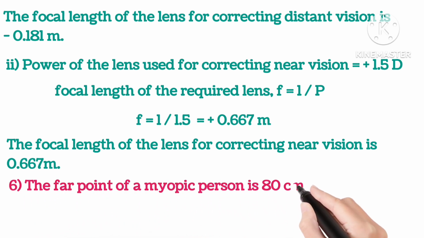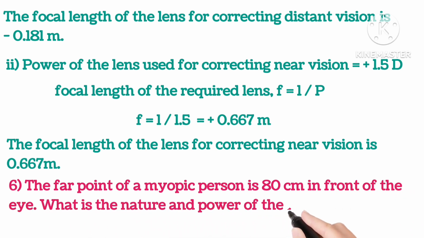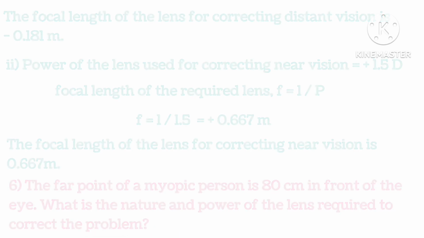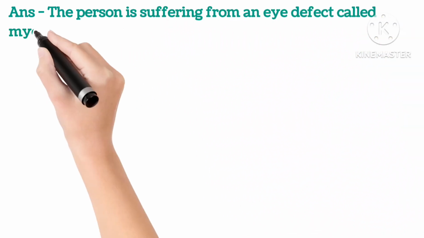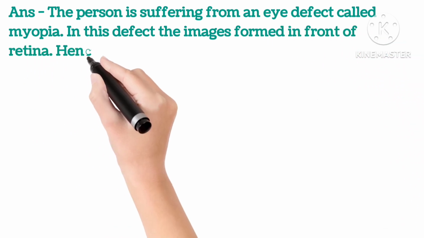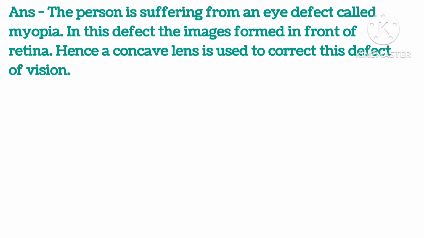Sixth, the far point of a myopic person is 80 centimeters in front of the eye. What is the nature and power of the lens required to correct the problem? The person is suffering from an eye defect called myopia. In this defect, the image is formed in front of the retina. Hence, a concave lens is used to correct this defect of vision.